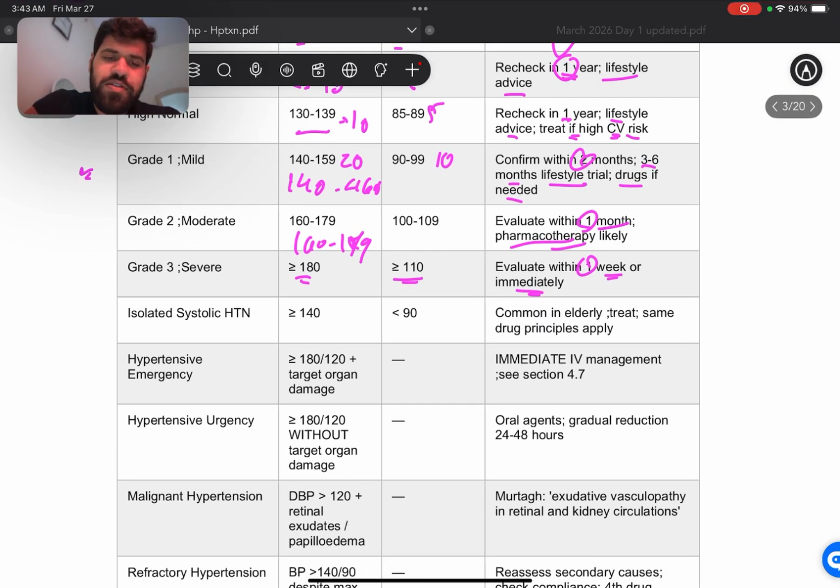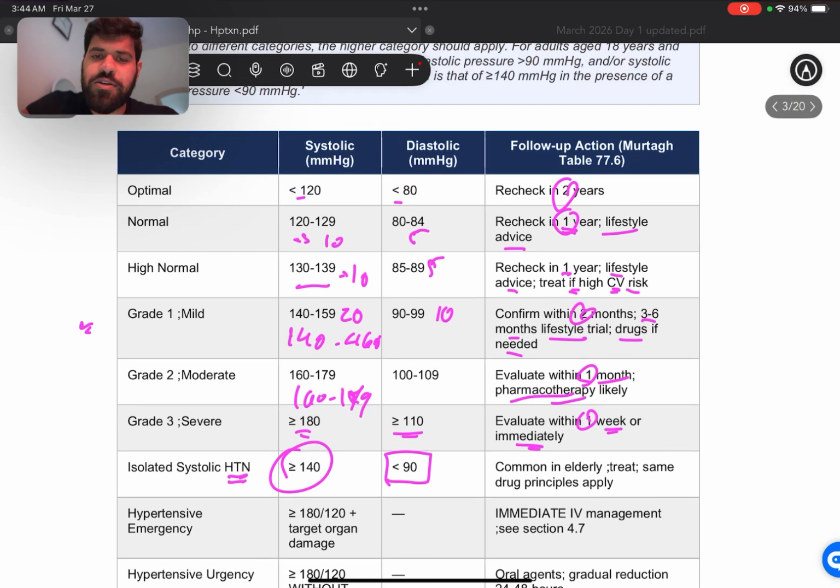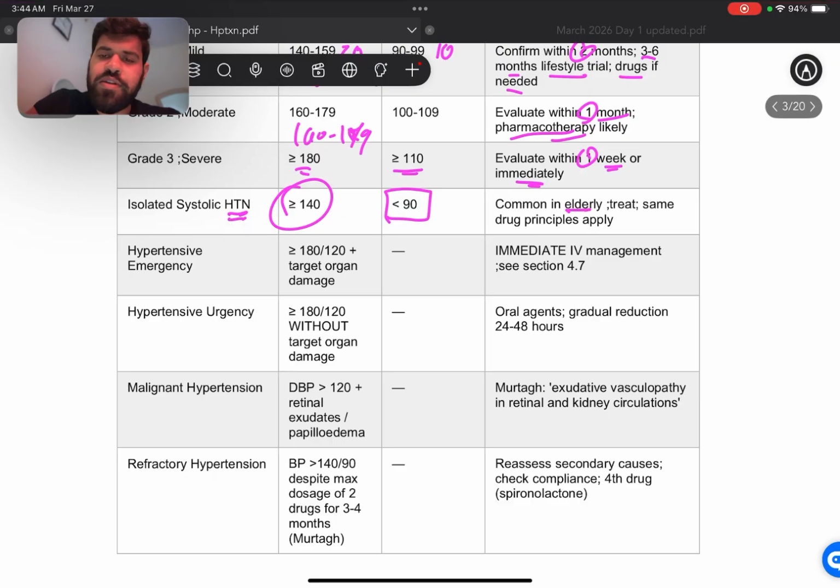Now, isolated systolic hypertension is when the systolic blood pressure is the only one that's elevated, so that's just the isolated systolic increase, and the diastolic is going to remain normal at less than 90, right? And this is more common in the elderly. Treat the same, the drug principle applies.